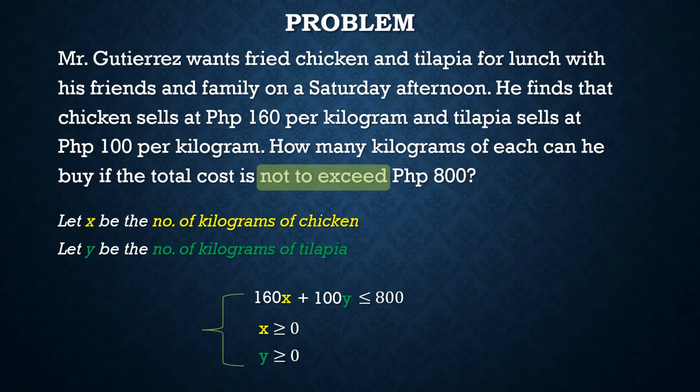So knowing these two assumptions together with our linear inequality, meron tayong system of linear inequalities. And using this system, we can now be able to find solutions to the problem and see kung ilan ba yung mga possible, no? Ano ba yung mga possible combinations na meron, okay, in terms of number of kilos of chicken, number of kilos of tilapia na mag-a-apply doon sa problem. So take a look at the next slide.